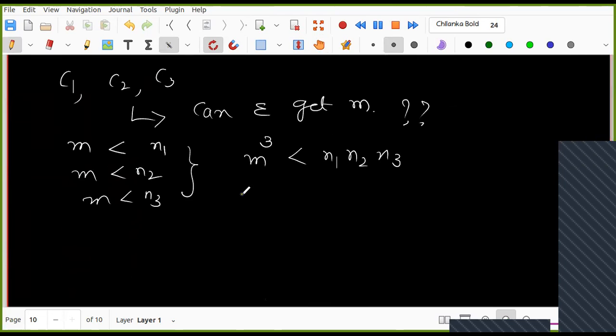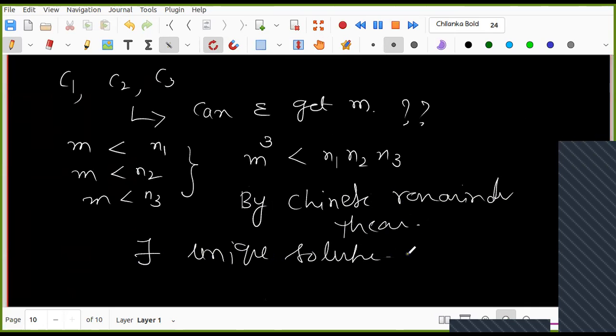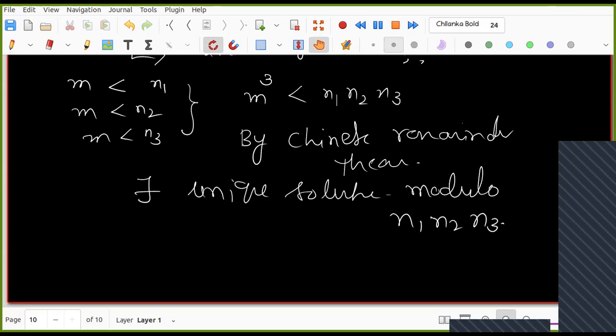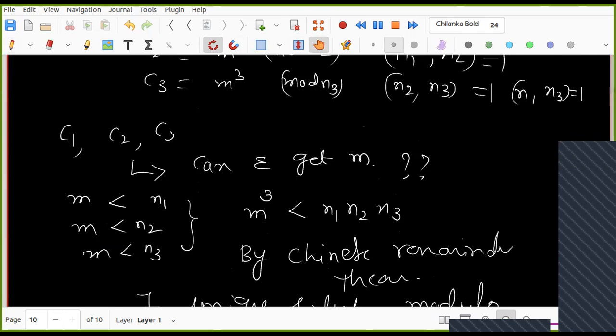So now by the Chinese remainder theorem, I can find a solution. There exists a unique solution modulo N1 into N2 into N3. Suppose X is that solution, so X is equal to M power 3 only. Are you following?